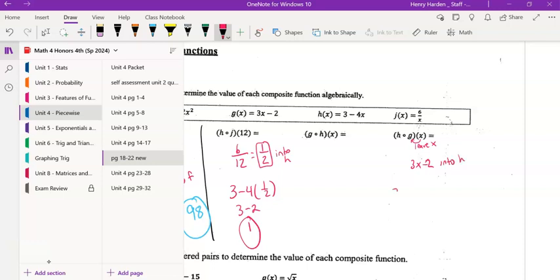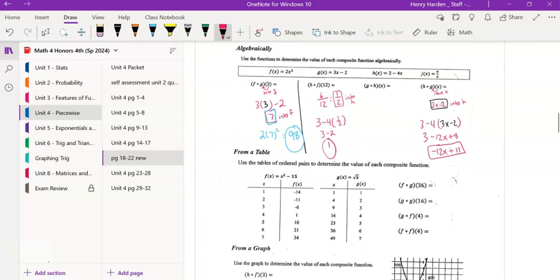And so now we're going to say 3 minus 4 parentheses, and then 3x minus 2. Now you're going to distribute, do what you got to do there. That's 4, so minus 12x. Negative times negative is positive. So we get negative 12x plus 11. And this is our final answer.